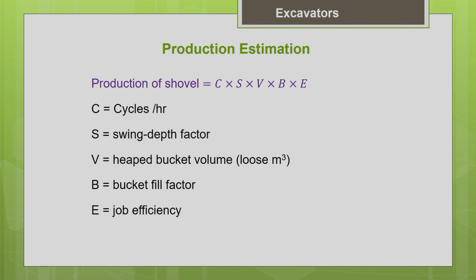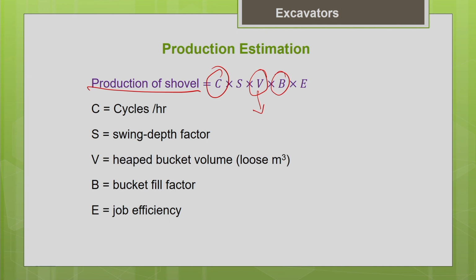Now, let us see how to estimate the productivity of the shovel. For all these machines, the principle is the same. You can see the formula, everything is going to be similar. The production of the shovel depends upon the heaped volume of your bucket, which you can get from the manufacturer. You adjust that with the bucket fill factor depending upon your material type. Then divide it by the cycle time. Either you can divide by cycle time or multiply by the number of cycles per hour. Either way you can do it.